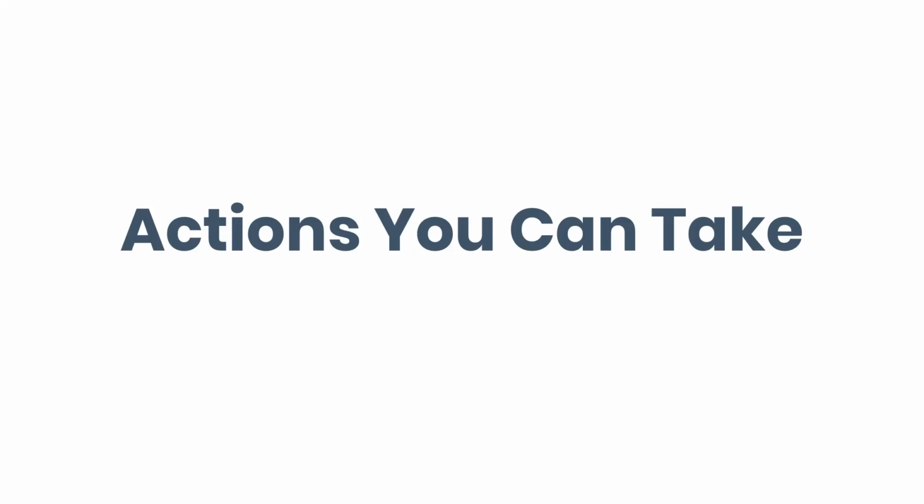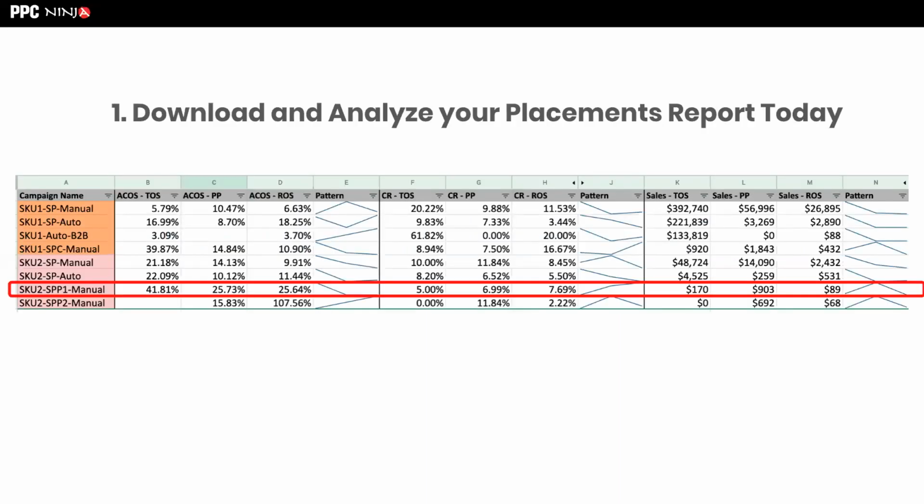But here's some actions that you can take, now that you know that there's a lot of differences from what we've understood has always been, that the top of search is the best placement. Here are some actions that you can take. So first of all, download and analyze your placement report. In some cases you may notice that, in this particular case, my sales for product pages was way higher than sales at top of search placement.